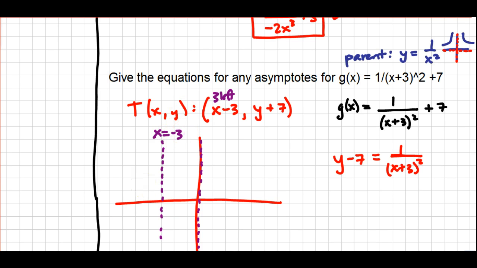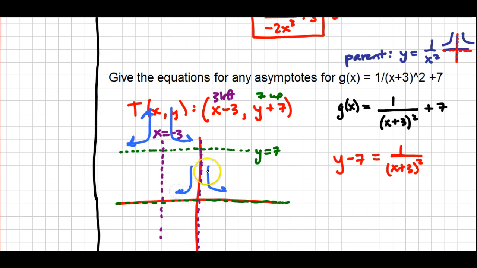The horizontal asymptote, which would have been originally at y equals 0, is now going to move 7 up. So if I count up, here I'm just going to estimate because I don't have room to actually draw it. If I move that horizontal asymptote up to 7, that equation will now be y equals 7. And then if I redraw my branches, my new branches are going to look like that. So they were down here before, and now they've moved 3 to the left and 7 up.